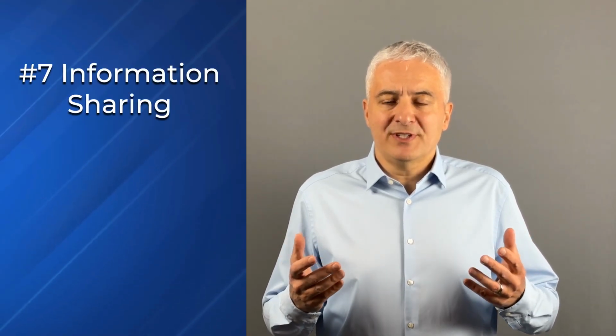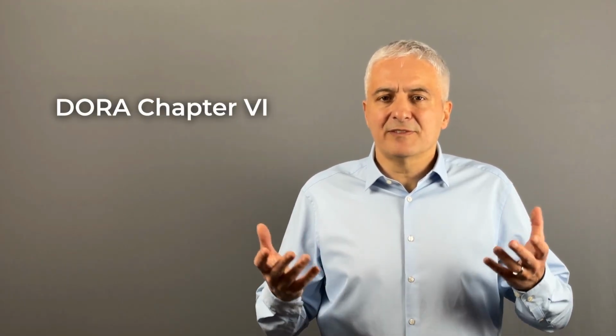Seventh most important thing is about sharing information on cyber threats amongst the different financial entities. And this is specified in DORA's chapter 6. And this is a very short chapter, but it basically defines the baseline for exchanging cyber threat intelligence and what is the role of competent authorities and also IT service providers.